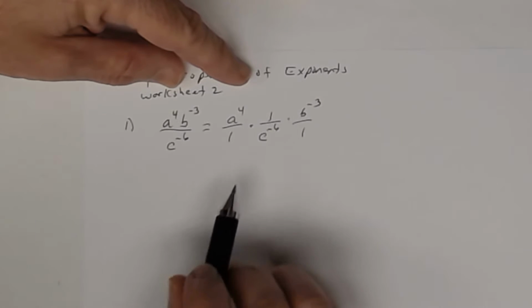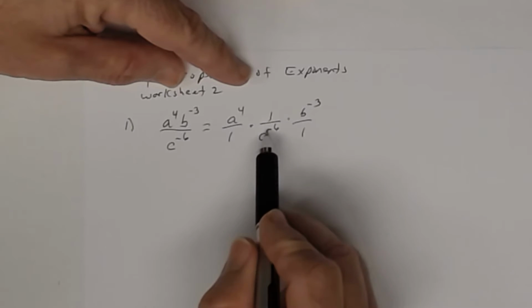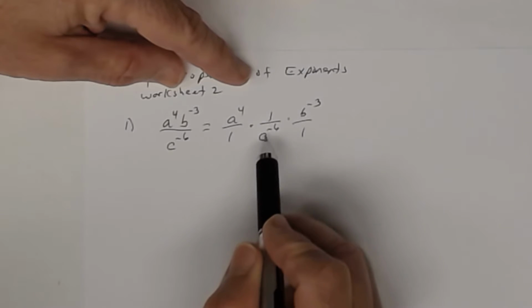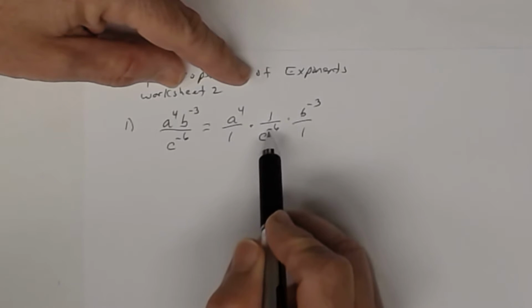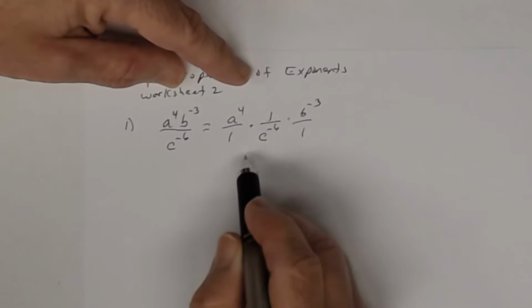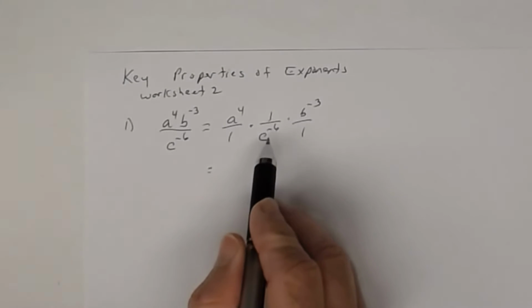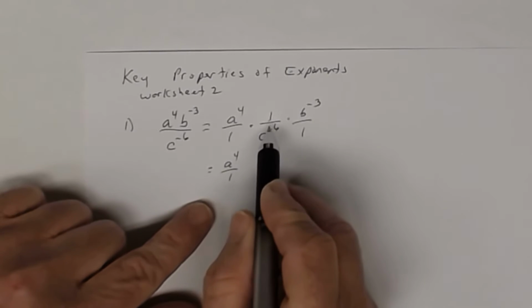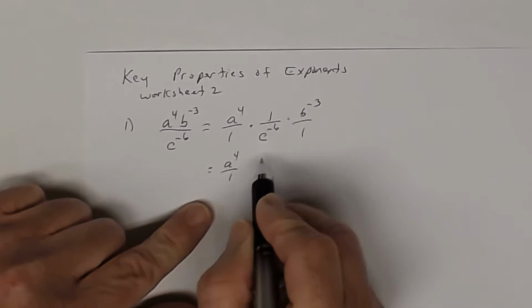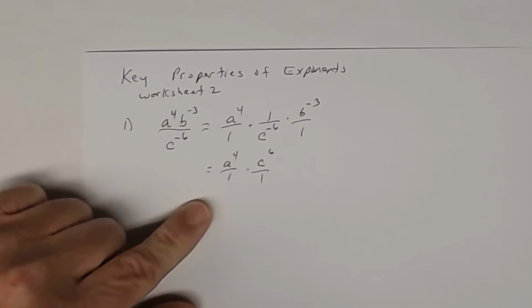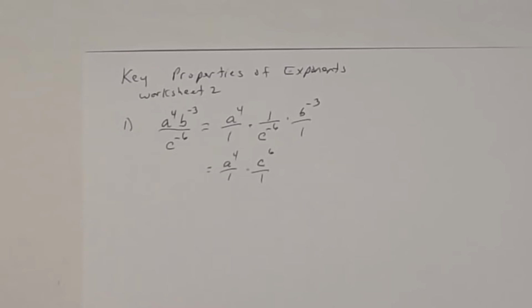Notice that right here I have c to the negative 6. Whenever you have a negative exponent in the denominator, you want to make it positive. To make that exponent positive, you're going to write it in the numerator, and so we have this. Now, make sure you understand why that's the case. Make sure you understand why this fraction that I'm pointing at is the same thing as c to the 6 divided by 1.